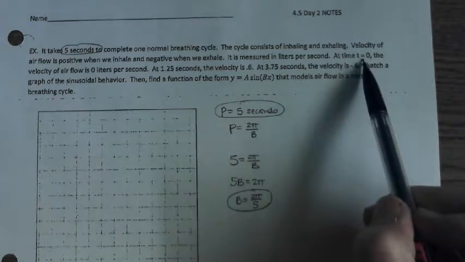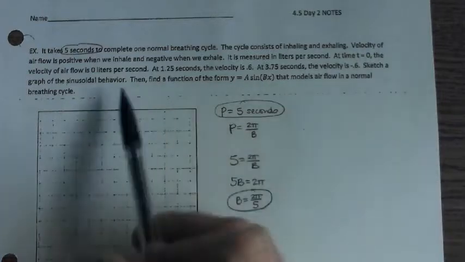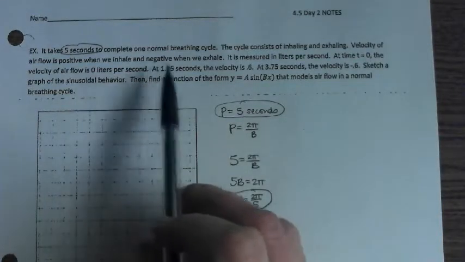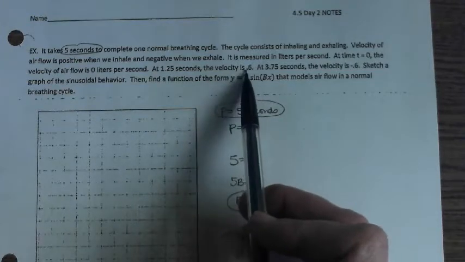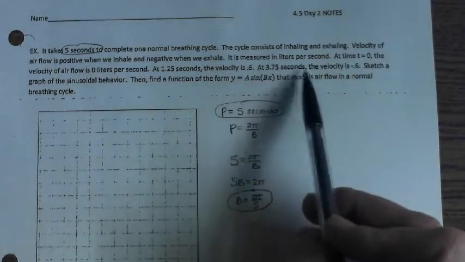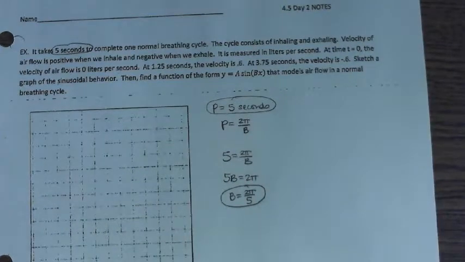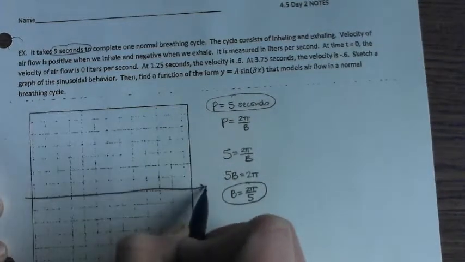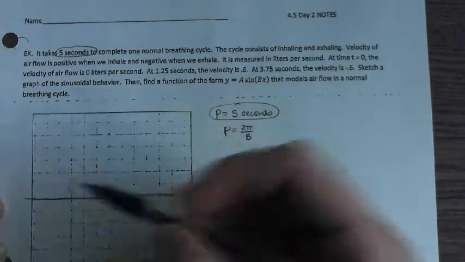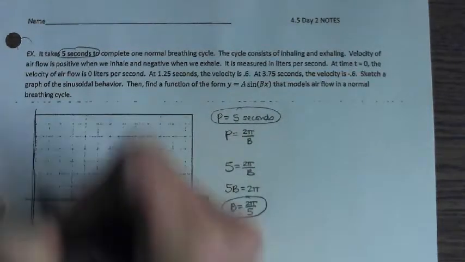So here are the critical points. At time t equals 0, the velocity of airflow is 0 liters per second. At 1.25 seconds, the velocity is 0.6, so positive. At 3.75 seconds, the velocity is negative 0.6. So we're definitely oscillating above and below the x-axis, so I'm going to put the x-axis right down the middle. And we're not going to have a time less than 0, so I'm going to put the y-axis way over here.